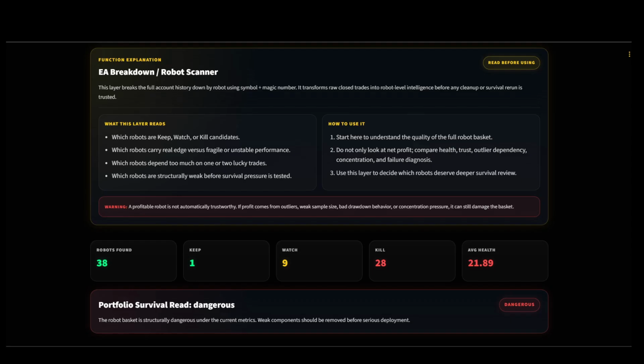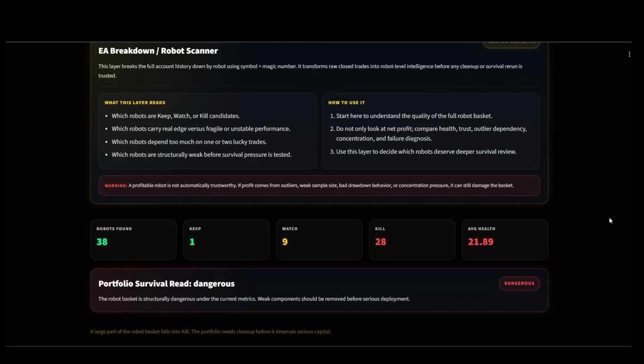The tool is not only asking if a robot made money, it is asking which robots create the most structural pressure inside the portfolio. So from this point, the goal is not to panic. The goal is to go deeper into the next tables and understand why the tool is giving this kind of pressure. Now we move into the outlier dependency layer.